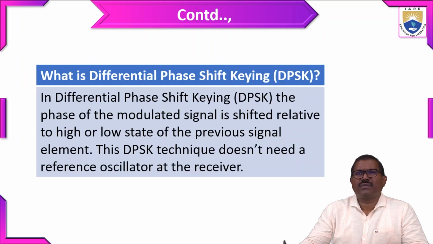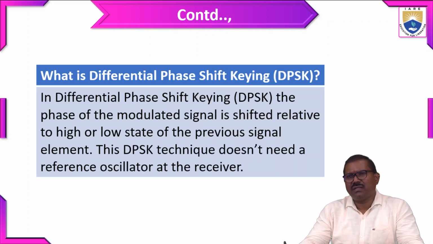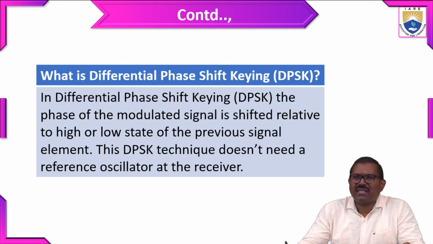And another is differential phase shift keying, DPSK. So in DPSK, the phase of the modulated signal is shifted relative to the high or low state of the previous signal element. So this DPSK technique doesn't need a reference oscillator at the receiver. And another thing, we can view DPSK as the non-coherent version of PSK. Okay, non-coherent PSK. Already we know what is coherent, what is non-coherent. So these coherent and non-coherent actions come at the receiver.